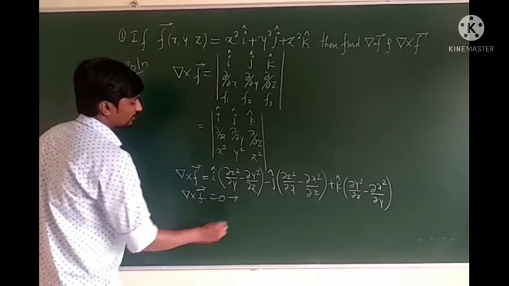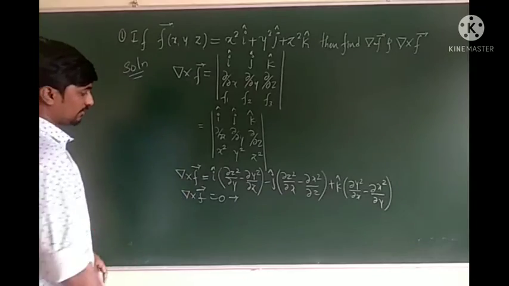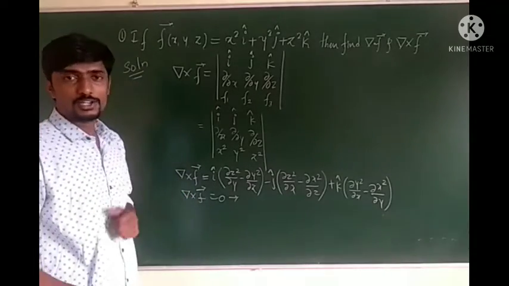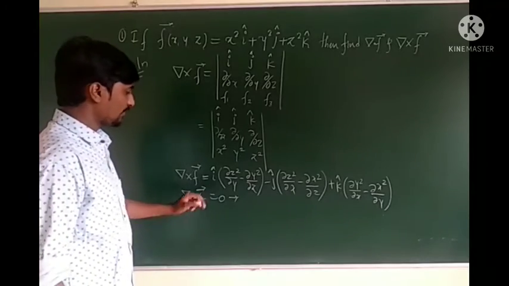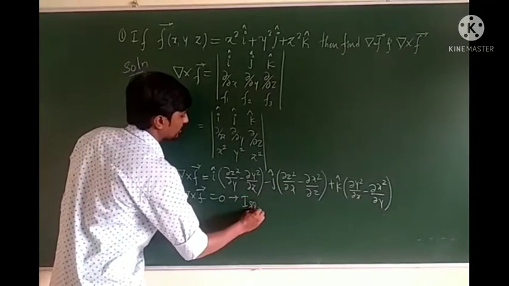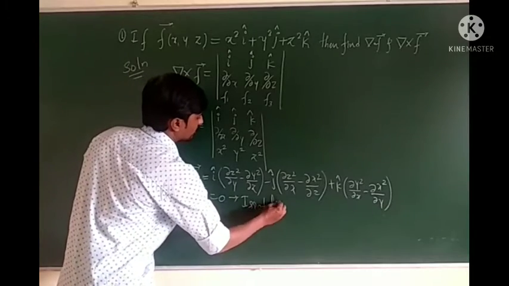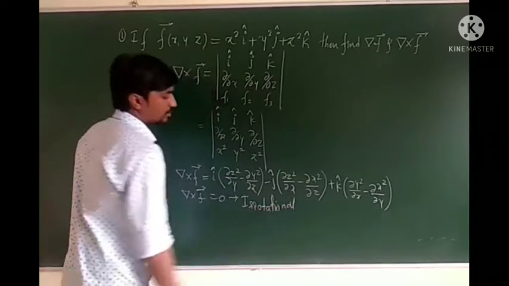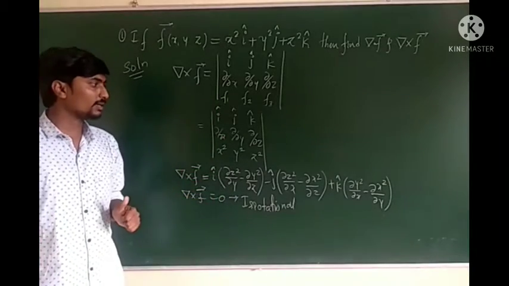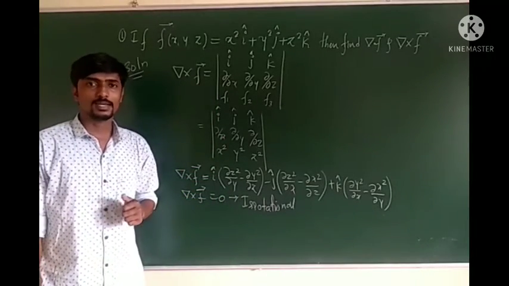So the given function, the condition is that if del cross f is equal to 0, then we can say that it is irrotational. Okay, so I hope you understood the example. Please write it down. So let's go for another example.